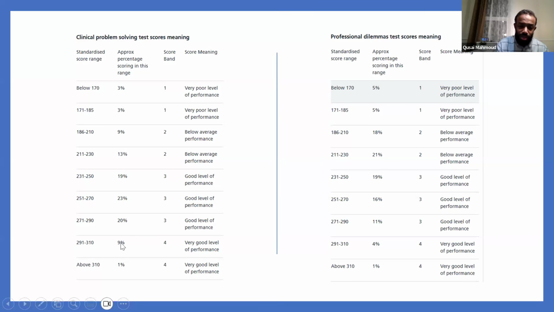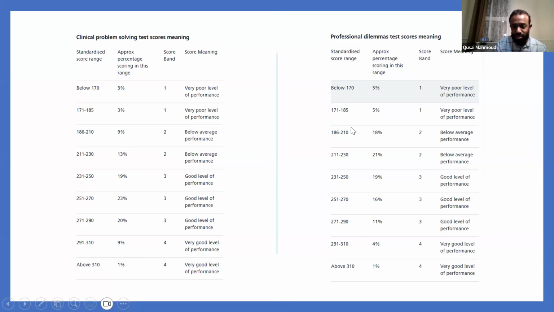Again, how many people or what percentage are scoring high enough, more than 290 and less than 310, which is one full standard deviation? Just 9% in clinical. In SJT, they are just 4%.